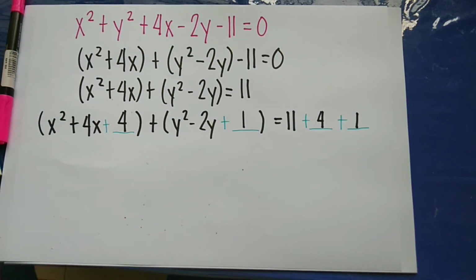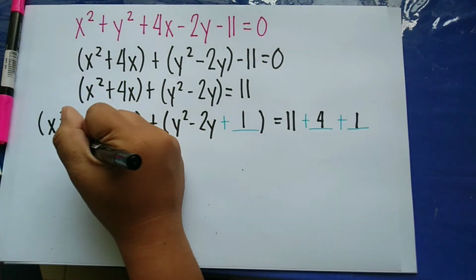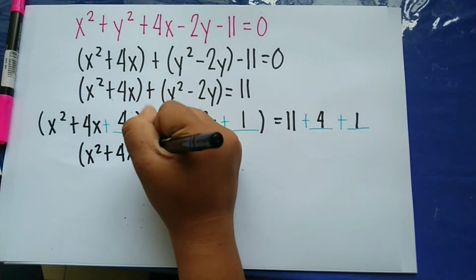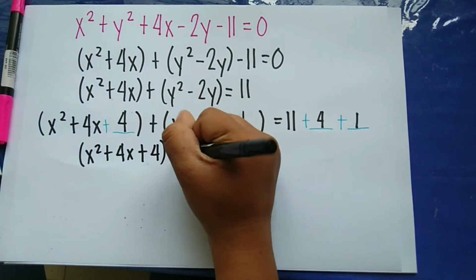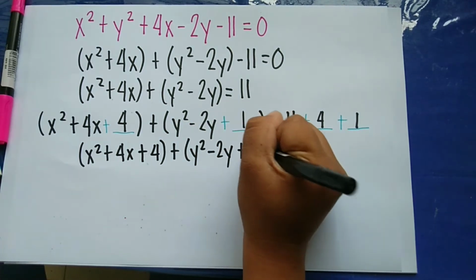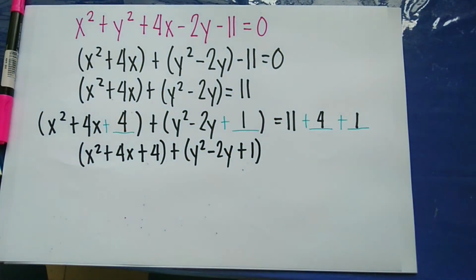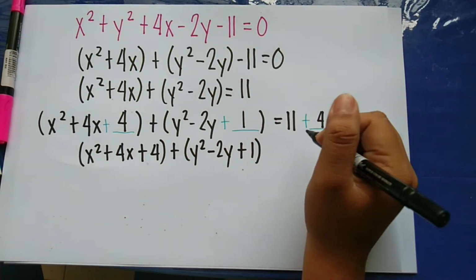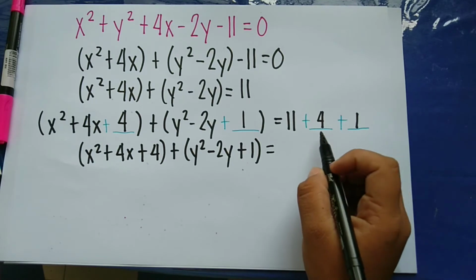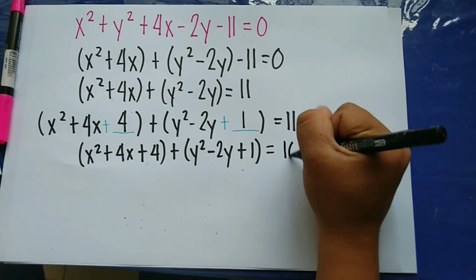Simplify both sides of the equation. We will just rewrite here x squared plus 4x, and all the terms at the right side of the equation. 11 plus 4 is 15, plus 1 is 16.